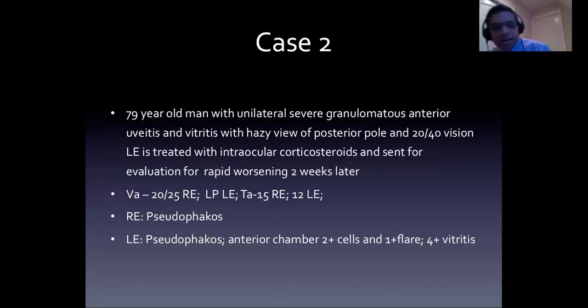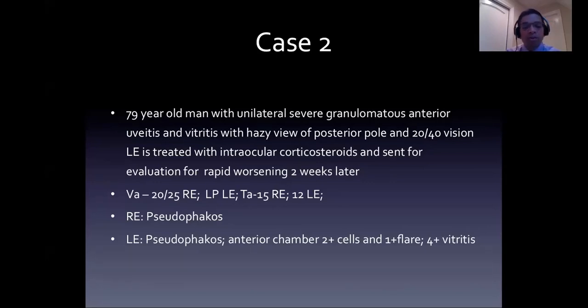This second case is a 79-year-old man with a unilateral severe granulomatous anterior uveitis and vitritis with a hazy view of the posterior pole, 20/40 vision. So this is straight out of your questions that I asked earlier. You have a very hazy view of the back, 20/40 vision. And the patient apparently had been treated with intraocular steroids, and he got a lot worse. He went from 20/40 vision to light perception at presentation here, with rapid worsening within 2 weeks of that intraocular injection of steroids. Uh-oh. Now our antennas are up.